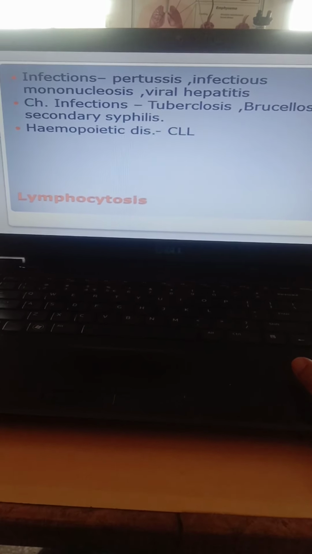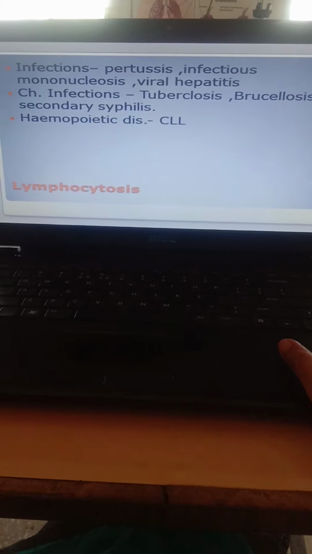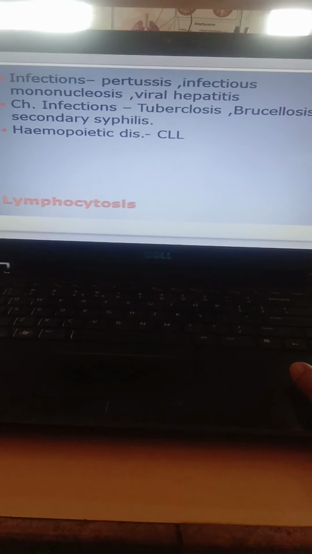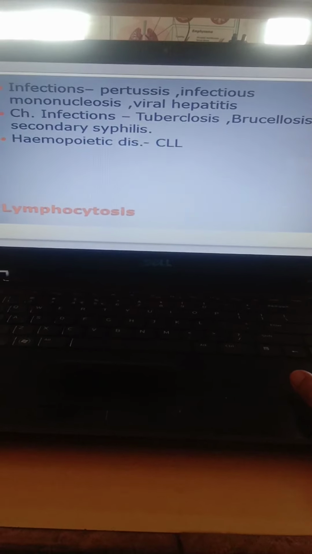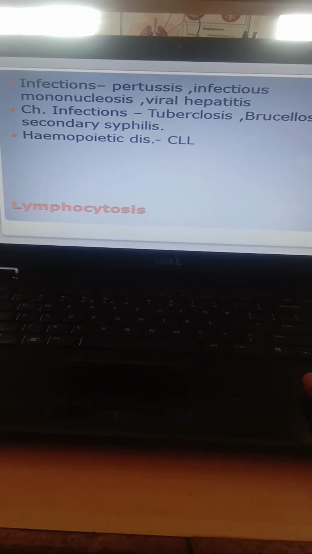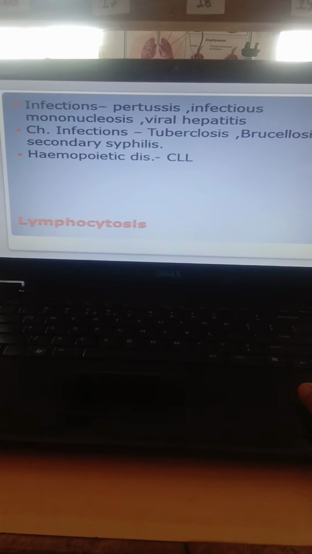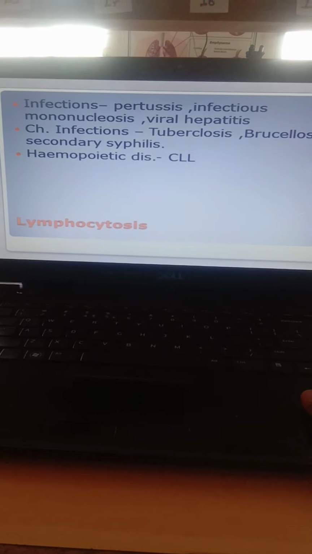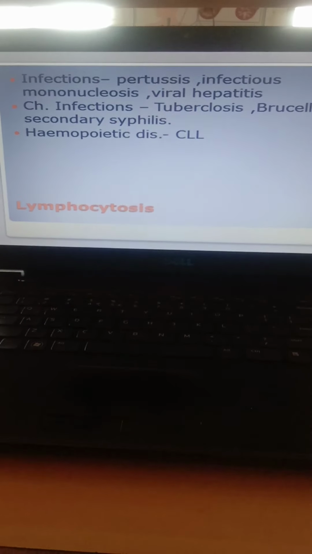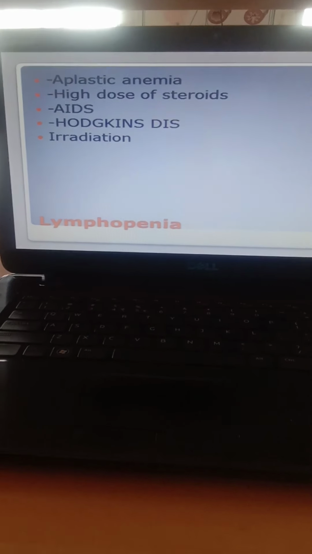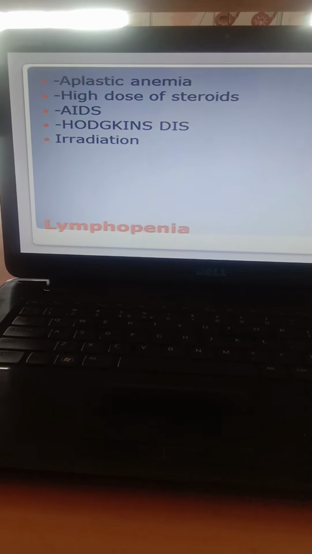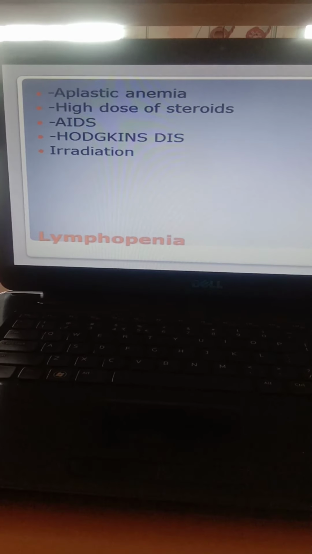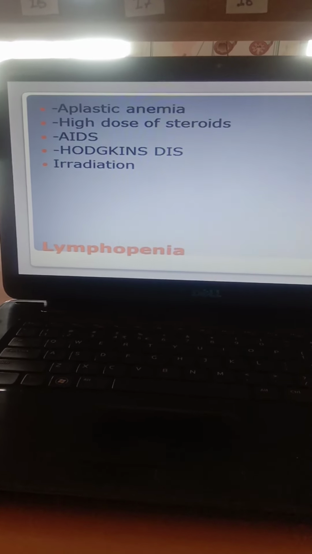Now the second important entity is lymphocytes. Lymphocytosis, that is an increase in the amount of lymphocytes: infections like pertussis, infectious mononucleosis, viral hepatitis, and certain chronic conditions like tuberculosis, brucellosis and secondary syphilis. Some hemopoietic diseases like chronic lymphoid leukemia. These are the conditions for lymphocytosis. Now the conditions for lymphopenia: aplastic anemia, high doses of steroids, acquired immunodeficiency syndrome, Hodgkin's disease and irradiation.